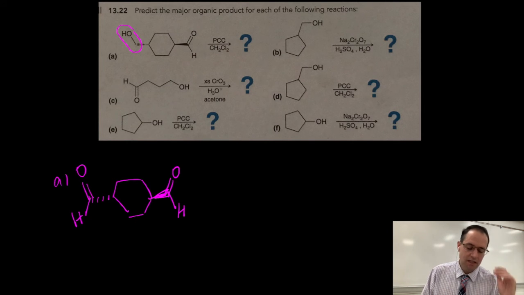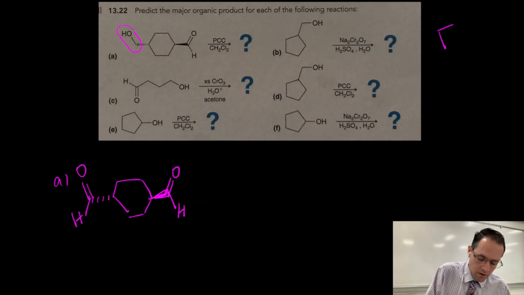In molecule B, we're treating this with Jones. And remember, Jones is a very harsh oxidizer. We've got sulfuric acid in there, which is a pretty strong acid. And we've got sodium dichromate, which is a very toxic material. So just think strong, toxic, dangerous. So this is going to really go all the way and give you a carboxylic acid.